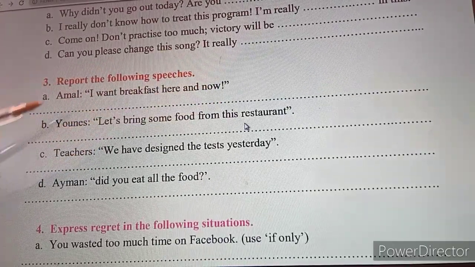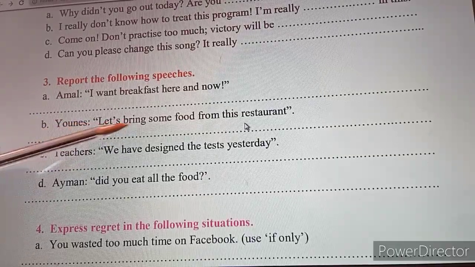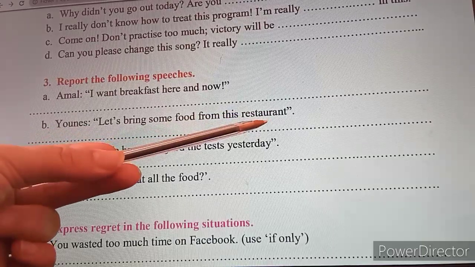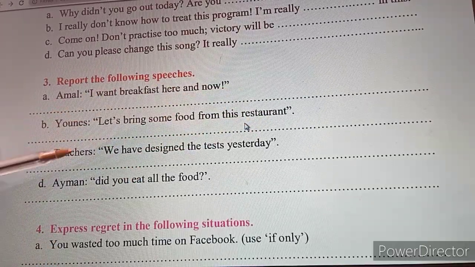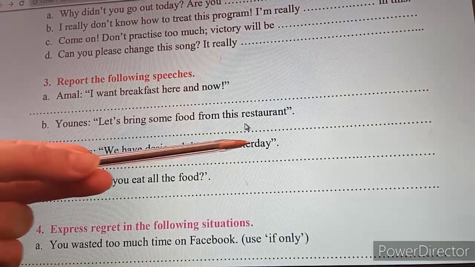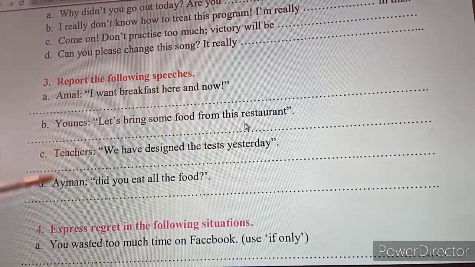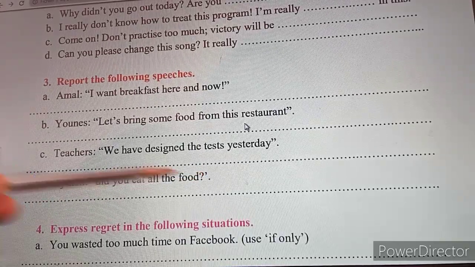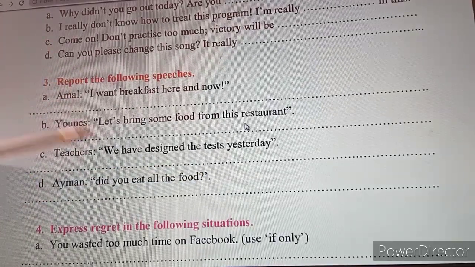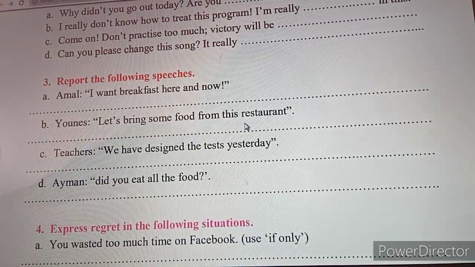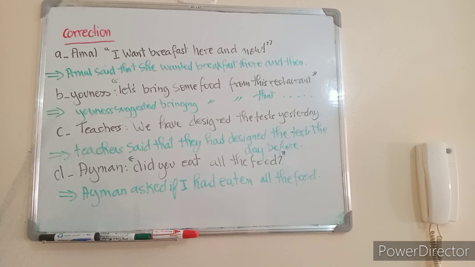Clear? The second, Yunus, let's bring some food from this restaurant. Number 3, teachers, we have designed the tests yesterday. Ayman, did you eat all the food? So try to do this exercise. Then let's move to the correction. So now let's move to the correction of this exercise.